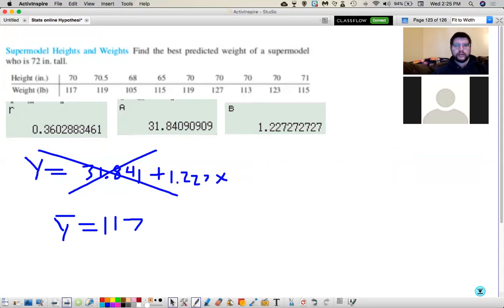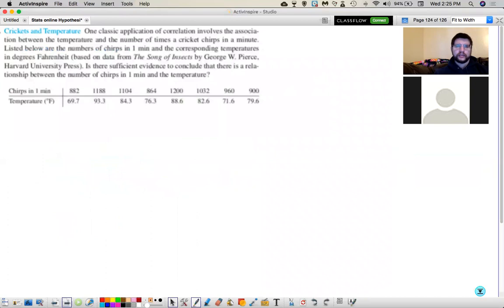Okay. So question on that one. Seems like a no. Okay. Let's look at this one. One classic application of correlation involves association between temperature and number of times a cricket chirps in a minute. Okay. Somebody was bored counting cricket chirps. Is there sufficient evidence to conclude that there's a relationship between the number of chirps in 1 minute and the temperature?